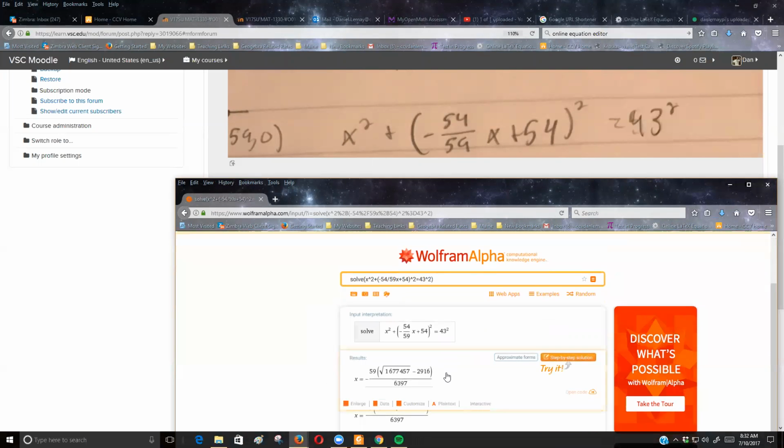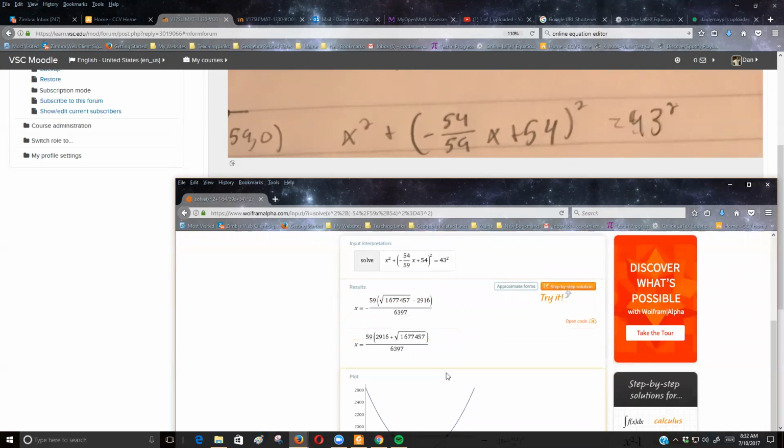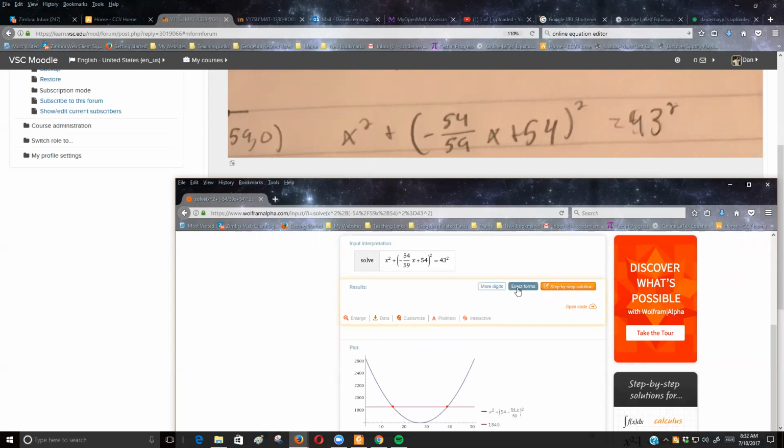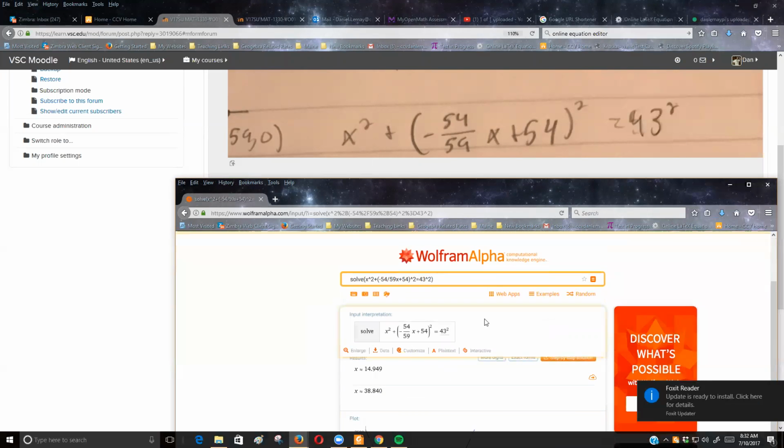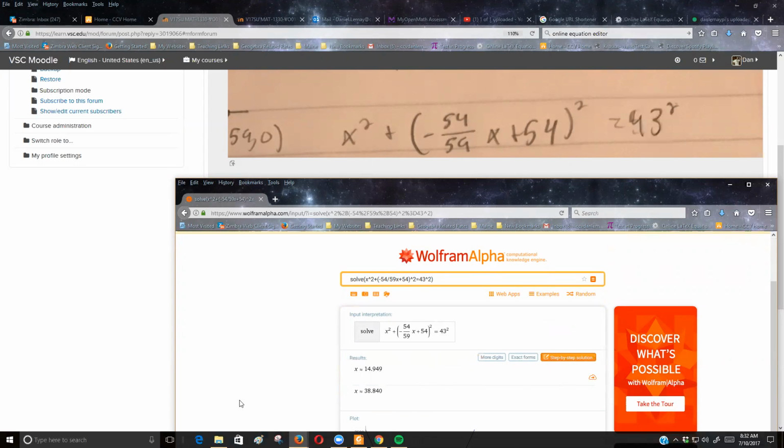And eventually it'll give me some answers. I've got a couple of radical forms, so let's see if it'll give me approximate forms. Alrighty, does it show me the answer? Here we go. So there's the two answers: x equals 14.949 and x equals 38.84.